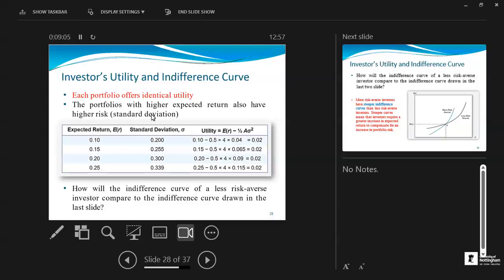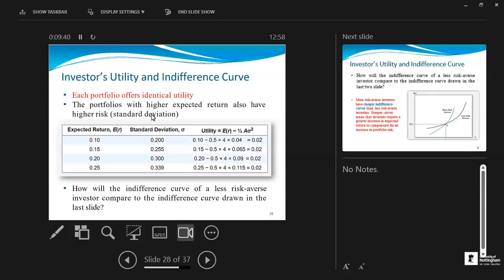So in this case, what do you see? If you calculate the utility for all of these, it is the same, right? 0.02. So although the portfolios are different, their returns are different, their risks are different, in terms of utility, they provide you the same utility, right? Which means as an investor, you should be indifferent between any of these portfolios because they provide you the same benefit. They give you the same utility.